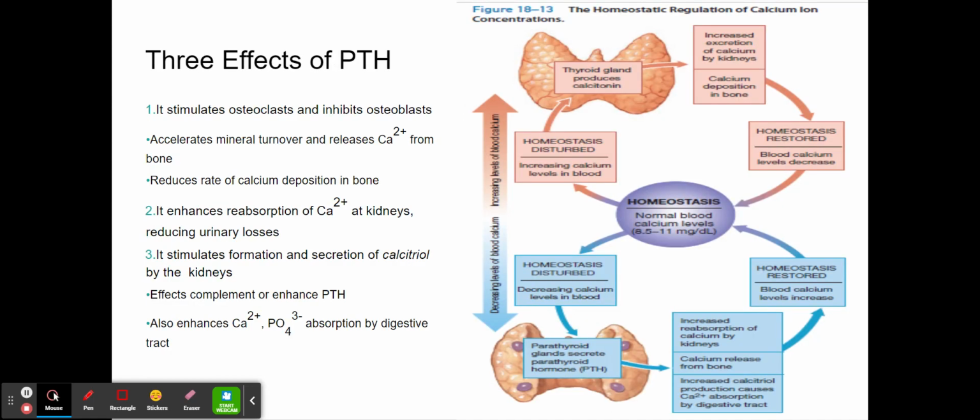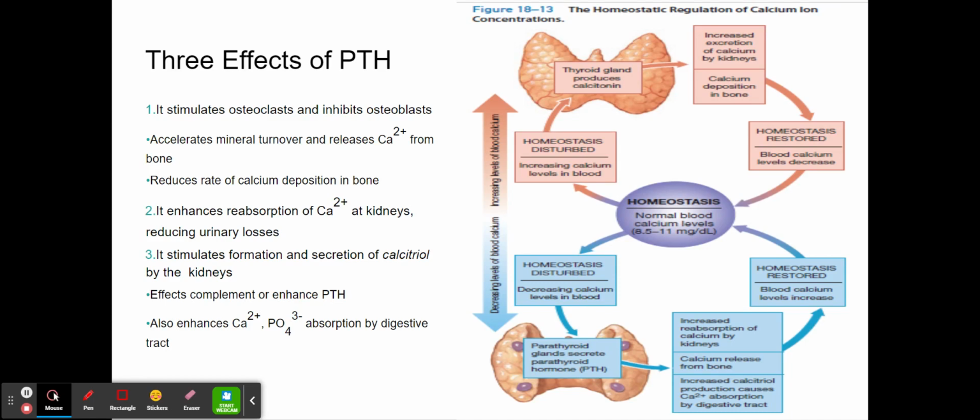Like the C cells of the thyroid gland, the parathyroid cells monitor the circulating concentration of calcium ions. When the calcium concentration of the blood falls below normal, the parathyroid cells secrete parathyroid hormone, or PTH, which is also known as parathormone. The net result of PTH secretion is an increase in calcium concentrations in body fluid.